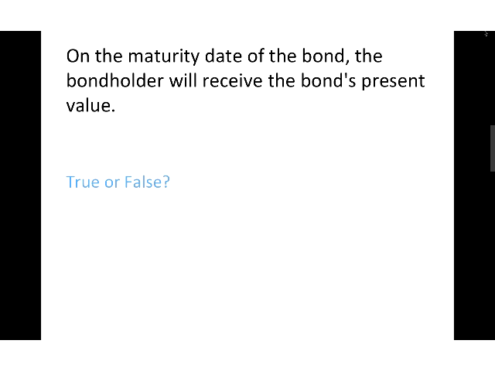Okay, on the maturity date of the bond, so now we're combining bonds and time value of money. The bondholder will receive the bond's present value, true or false? What do you think? True? What do you think?